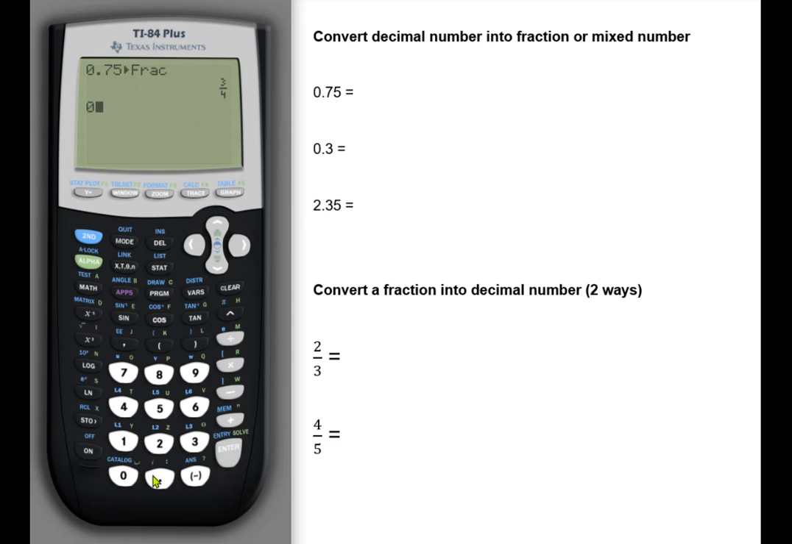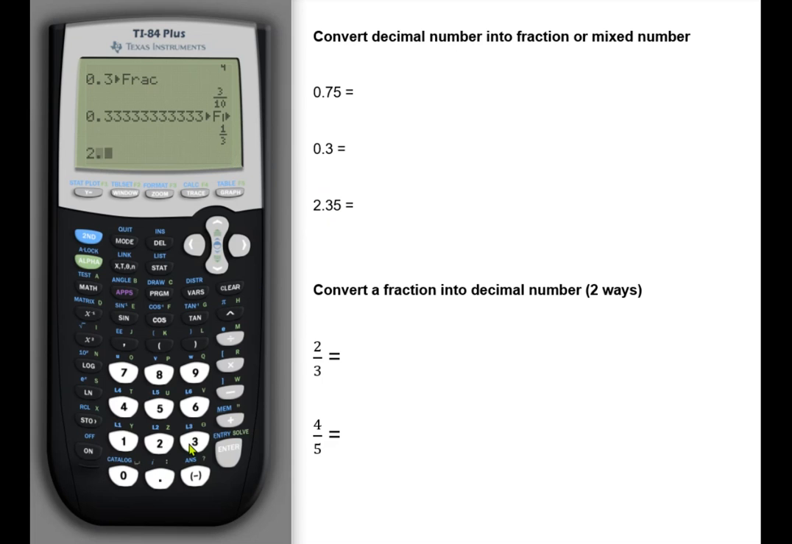For 0.3, exactly the same thing. 3/10 is the answer. If you want to convert decimal numbers with repeating decimals, let's say you have 0.3 repeating with bar over 3, you would have to enter 3 at least 7 or 8 times, so calculator can recognize that that is a repeating decimal. And again, hit math and hit enter twice.